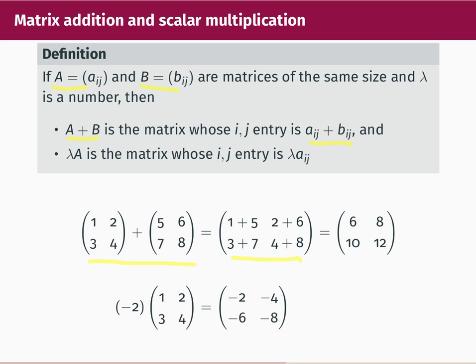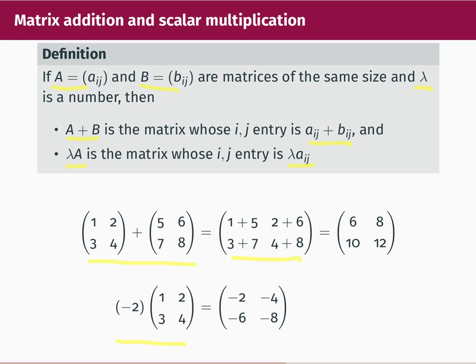We also do what's called scalar multiplication of matrices. If you have a matrix A whose ij entry is little a subscript ij, and if you have a number lambda, then the matrix lambda A is the matrix whose ij entry is lambda times the ij entry of A. So to form a scalar multiple of a matrix, you just multiply each entry of that matrix by whatever scalar you're multiplying by. At the bottom here is an example.